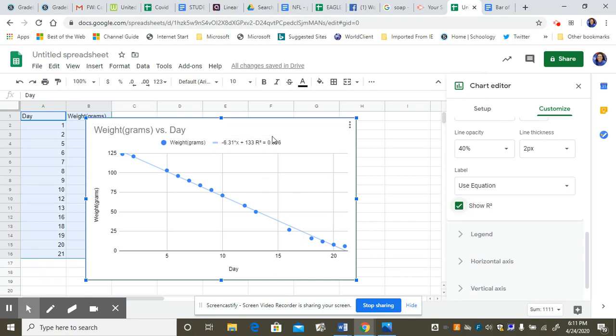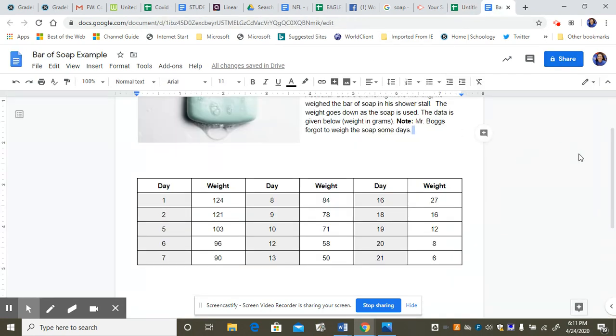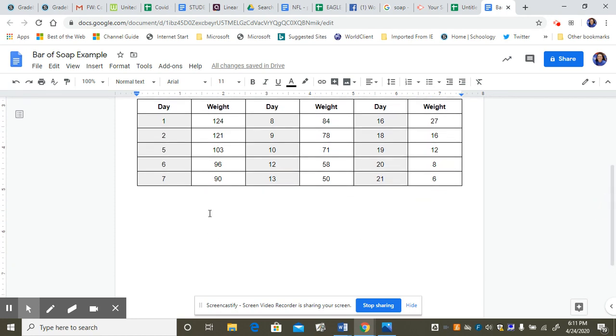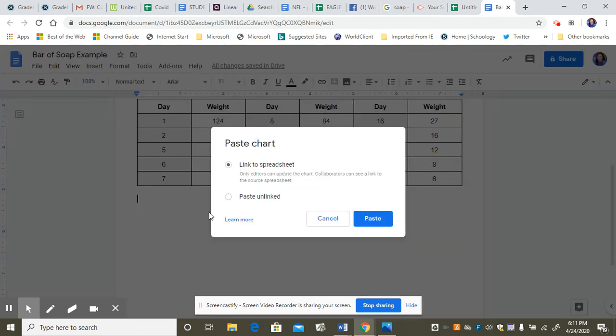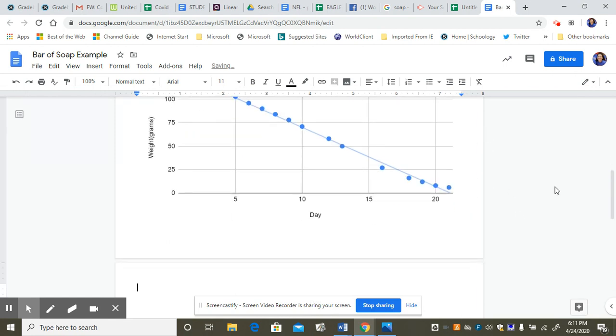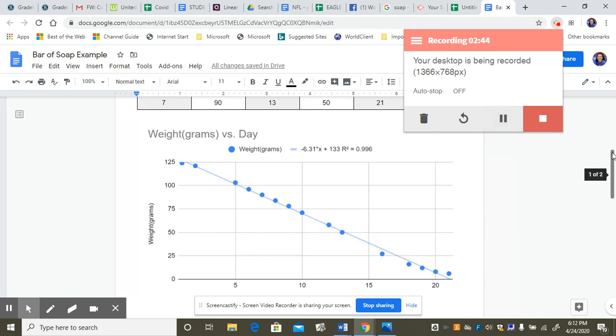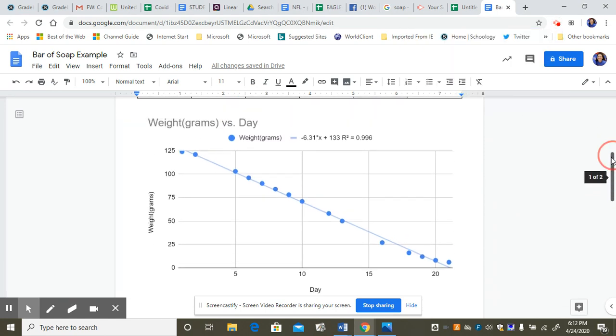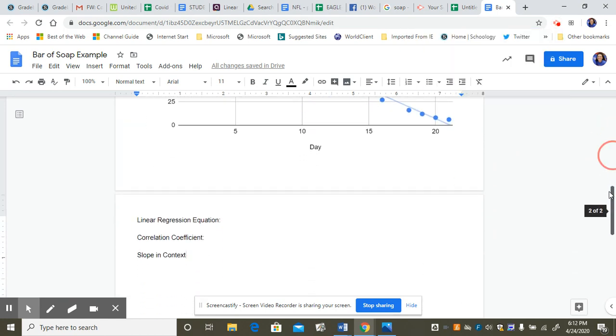Now, some of you guys were trying to screenshot your whole screen. You don't need to do that. Just go to these three dots and go to copy chart, go back to your document, and I'm going to paste my chart right down here. There we go, just like that. So here's some questions that we are going to answer. All right, so there's my equation, and we're going to just answer these questions.